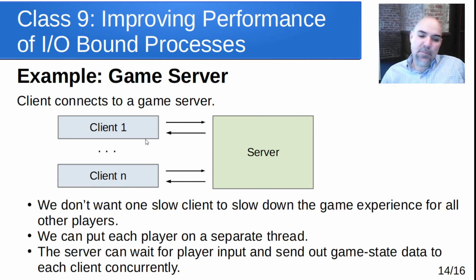So we could put each player, each client connection on a separate thread, and then the server could wait for player input and send out game state data to each client concurrently. And that makes a lot more sense. So we don't want one slow person connecting to our server and ruining the game for everybody else. Concurrent solution will be an example of that.